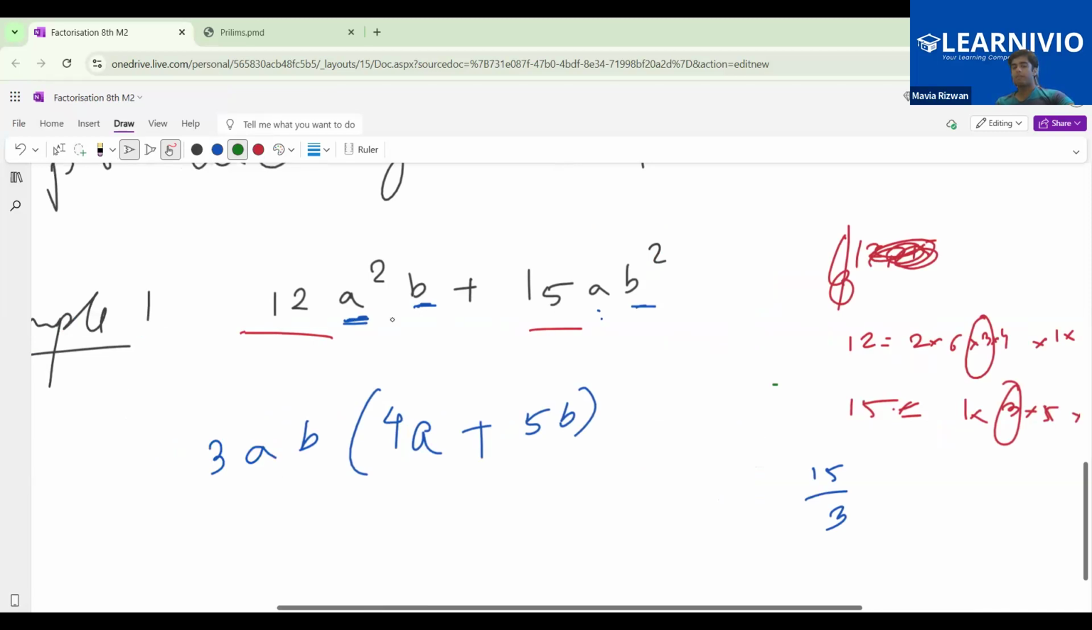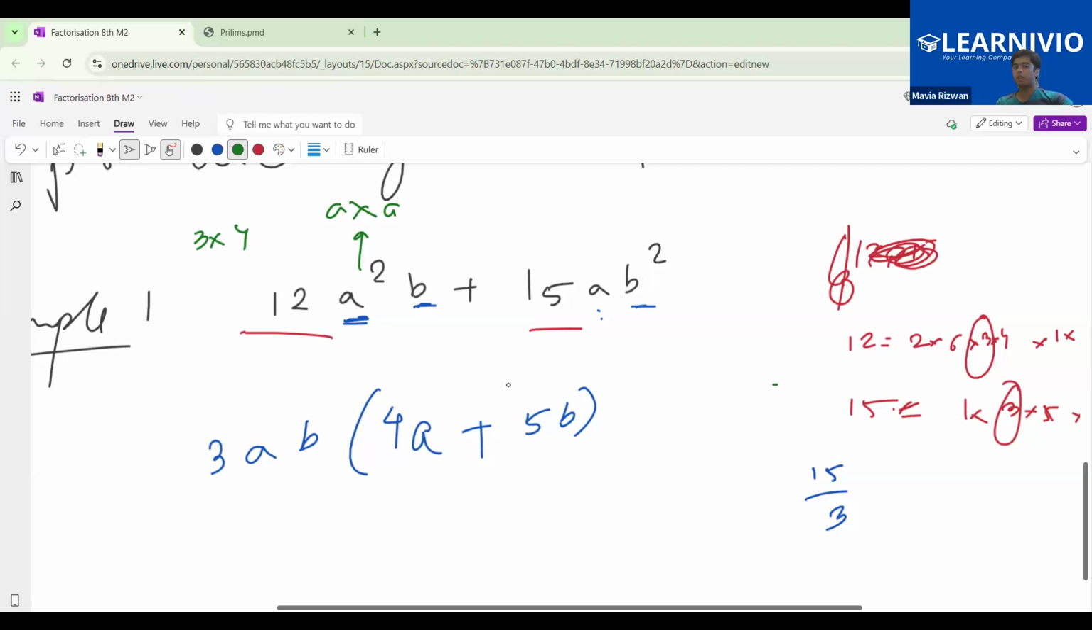Guys, both of them have ab, so I take out common ab. Now out of 12 a square b, I took out b common. So b is out. I took out 1a. A square actually means a into a, so with this a out, only 1a is left. And this is 12. 12 is basically 3 into 4. I took out 3 common, so I'm left with 4. Got it? Same thing here.